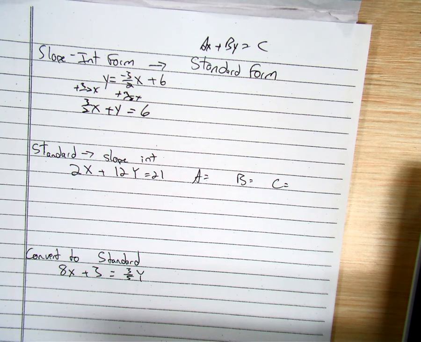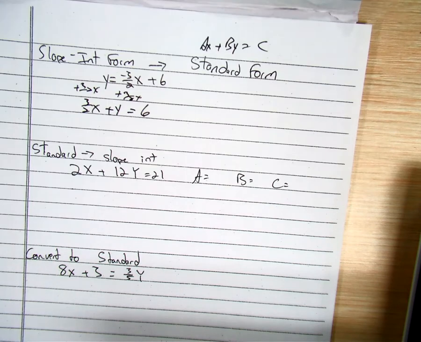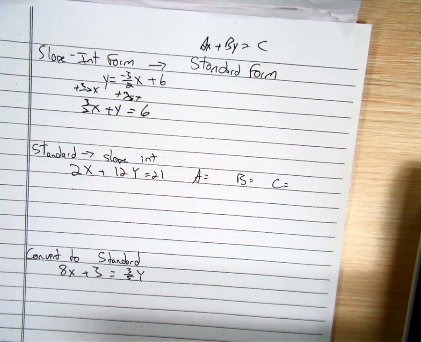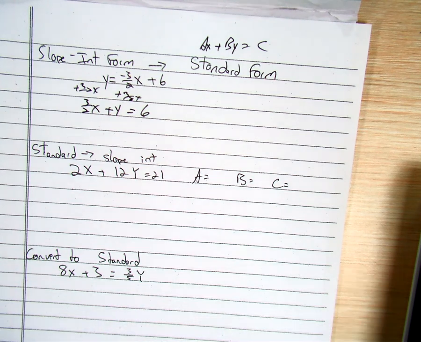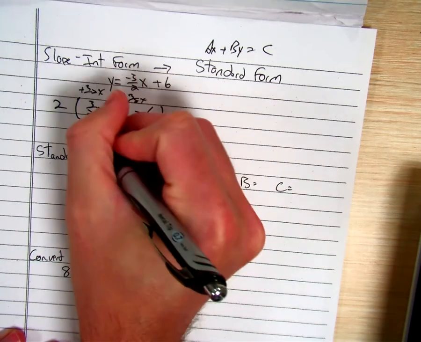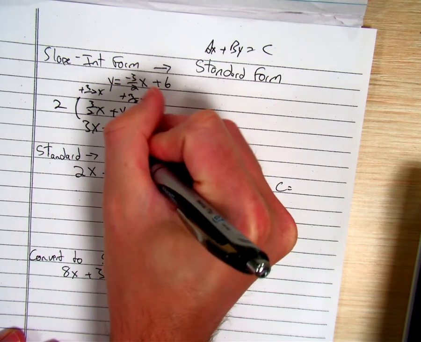And what else do we need? A, B, and C need to be integers. Do we have integers? 1.5, that's not an integer. So what can we multiply everything by so that we'd have positive and negative whole numbers across everything there? 3 halves. We could multiply everything by 2. Alright, so that's going to make 3 halves times 2 just 3x. 2 times y is 2y.